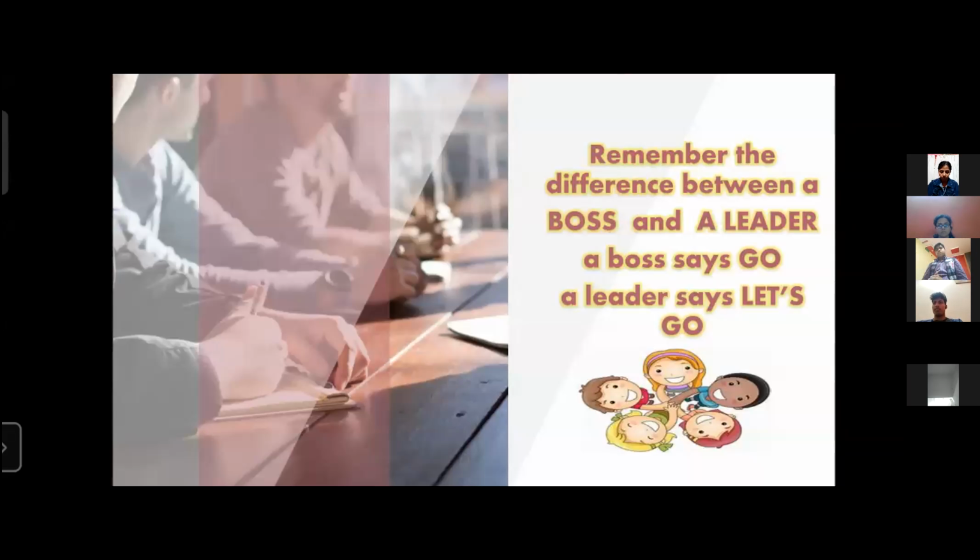First of all, let us know about the basic difference between a boss and a leader. Remember, the difference between a boss and a leader is that a boss says "go" and a leader says "let's go".